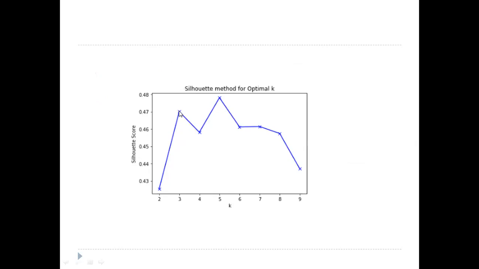For 3, it reached a local minimum, with around 0.47 Silhouette score, but it increased when k is equal to 5. So here we'll be taking the global maximum, which is k equal to 5. So the right number of clusters is 5 here.